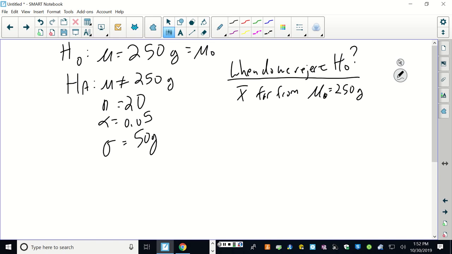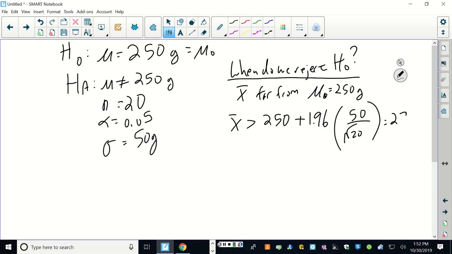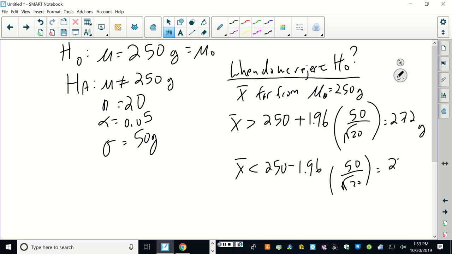And so we reject if X bar is greater than our 250 plus 1.96 times sigma, which I said is 50, over the square root of our 20. And that number is 272 grams. Or we would reject if it's too small, if this substitute feed is not as good. And that comes out to 228 grams. So if our observed average of 20 chicks is bigger than that or less than that, we reject.